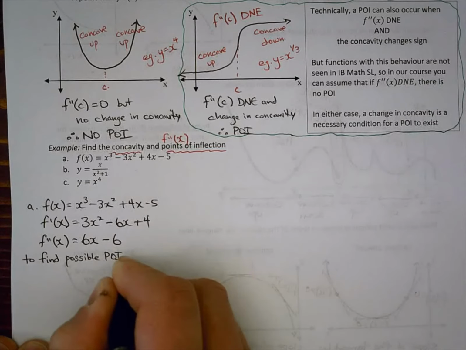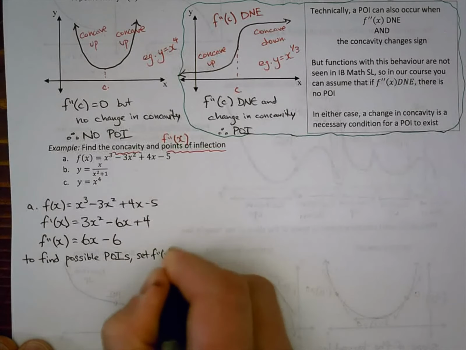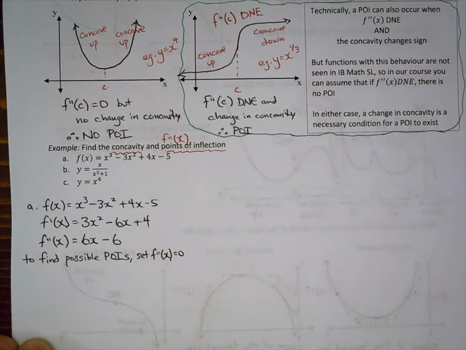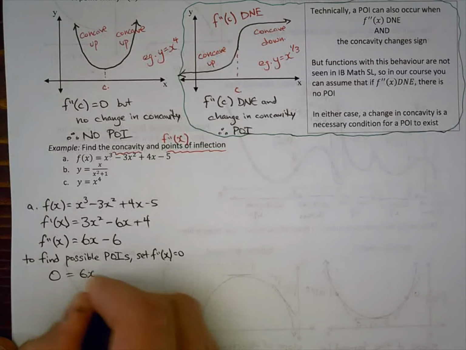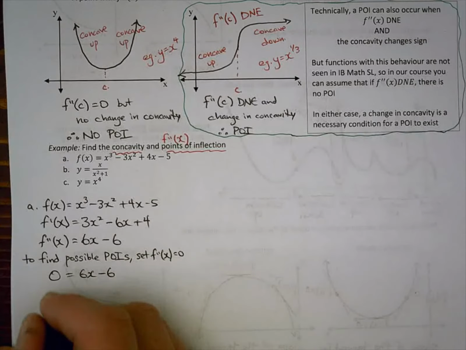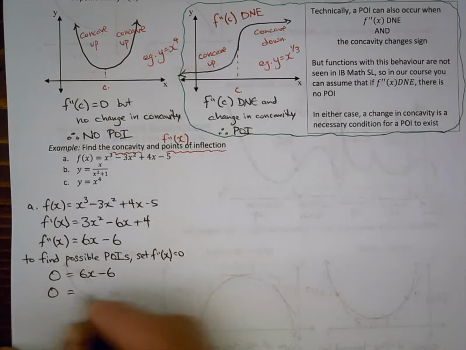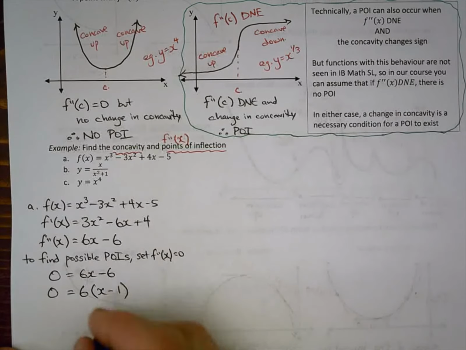So to find the possible POIs, we have to set the second derivative equal to 0. Same strategy as we did last time. So I have 0 is equal to 6x minus 6. Now remember, I need to solve this, but the best thing to do is to factor. And from the factored form, I find that x is equal to 1.